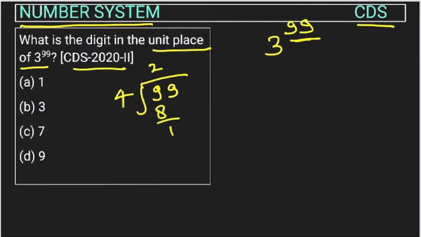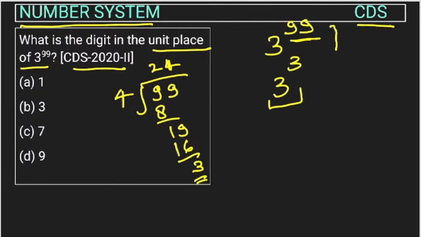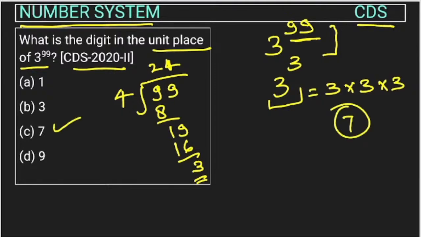This will go how many times? 4 times 8 is 32, 4 times 24 is 96. This will go 24 times, 96. The remainder is 3, right? So the remainder is 3. So this will be like 3 to the power 3 we will consider. What will be the unit digit of this will be the unit digit of 3 to the power 99. So the unit digit of 3 to the power 3 will be like 3 into 3 into 3. So this will be 9 into 3, 27. So the unit digit is 7. So the answer of this question is 7, option C.